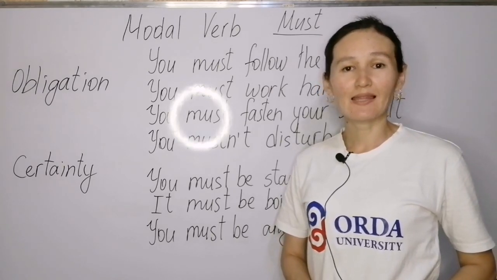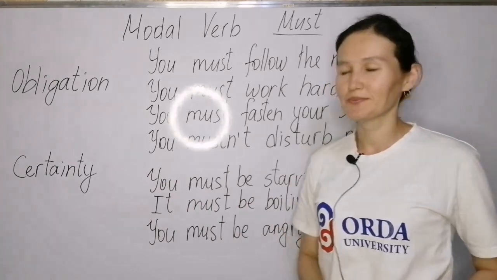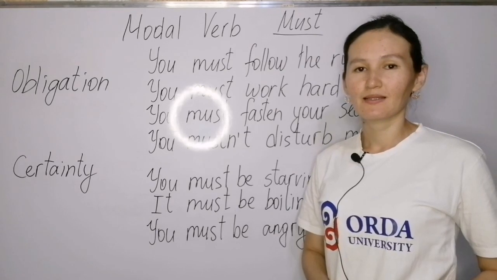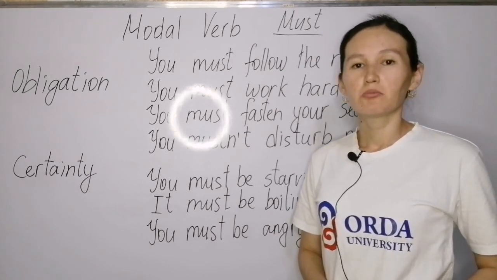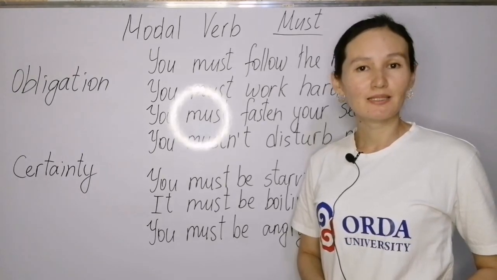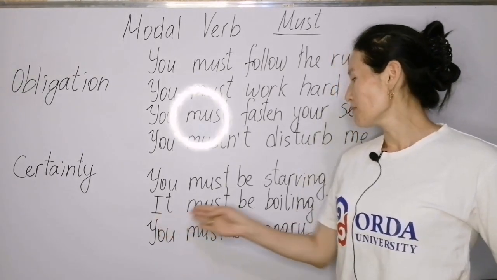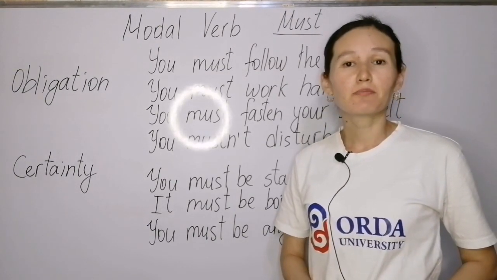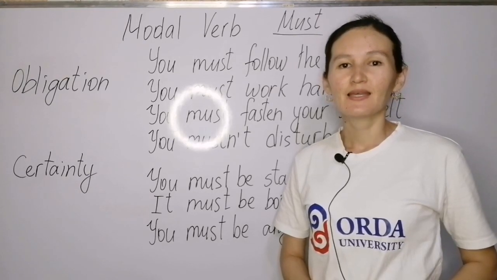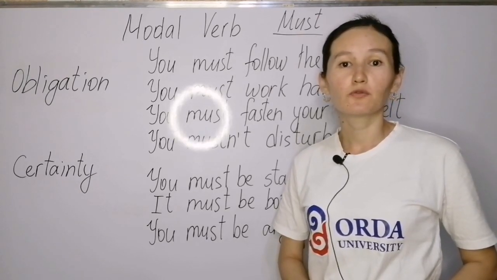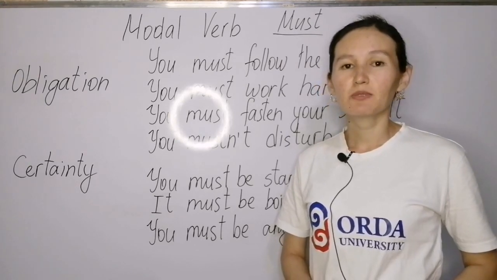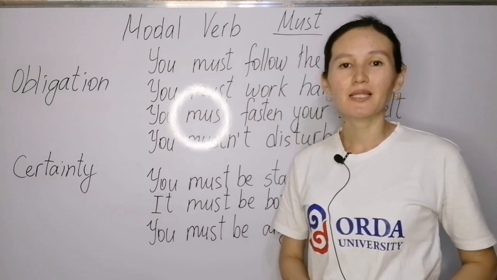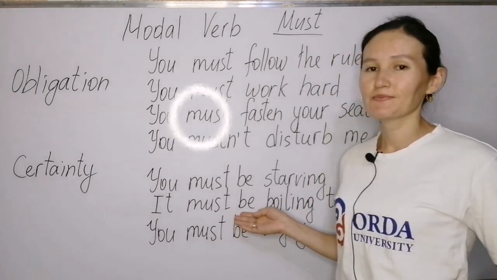Okay, let's take a look at the sentences about certainty. You must be starving. Must plus be. It must be boiling today, or it must be boiling outside, or it must be cold today because it's been snowing for 2 days. Must plus bare infinitive, be.